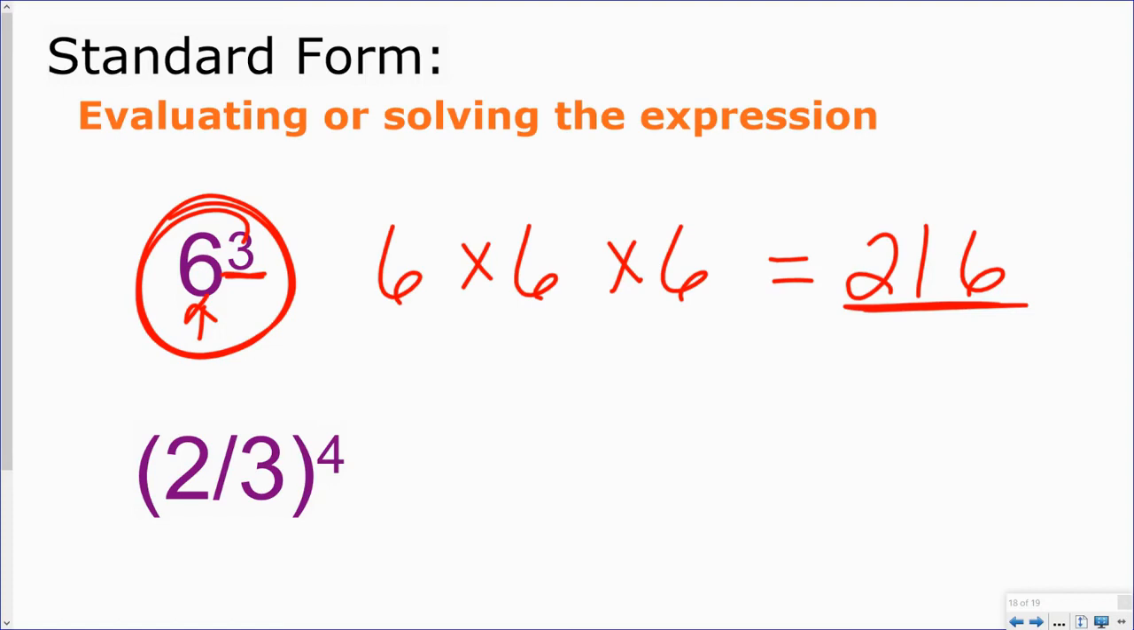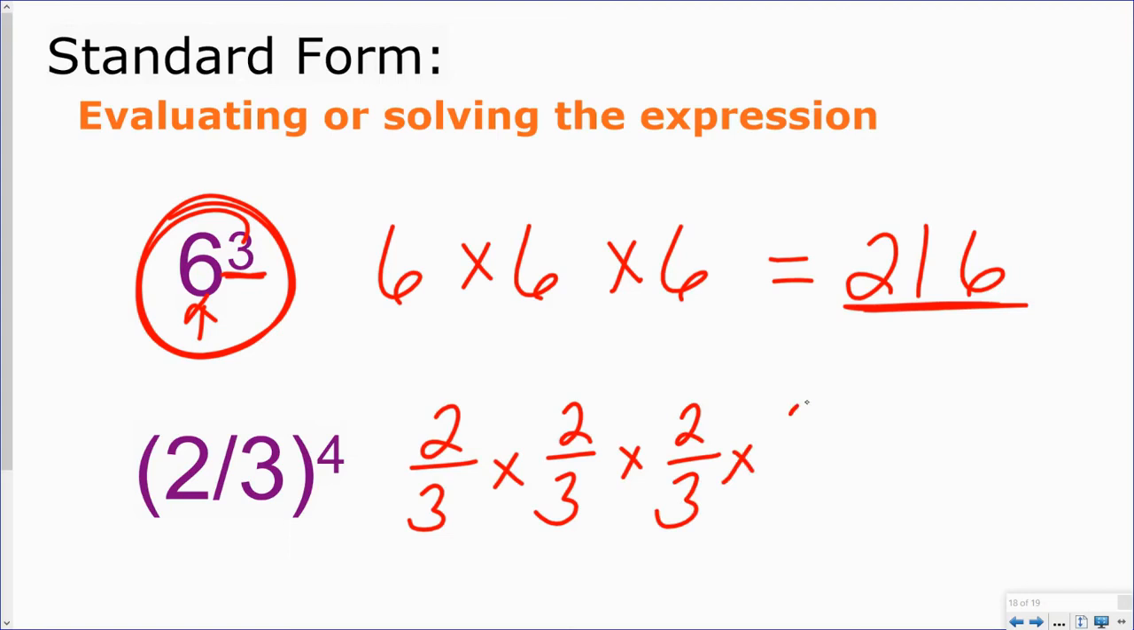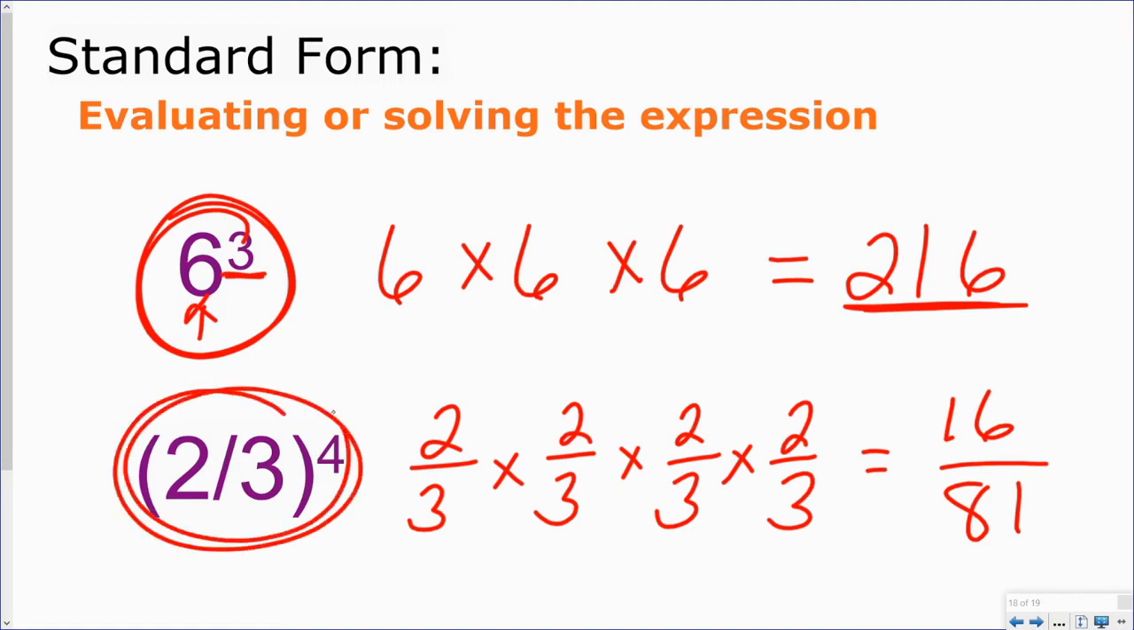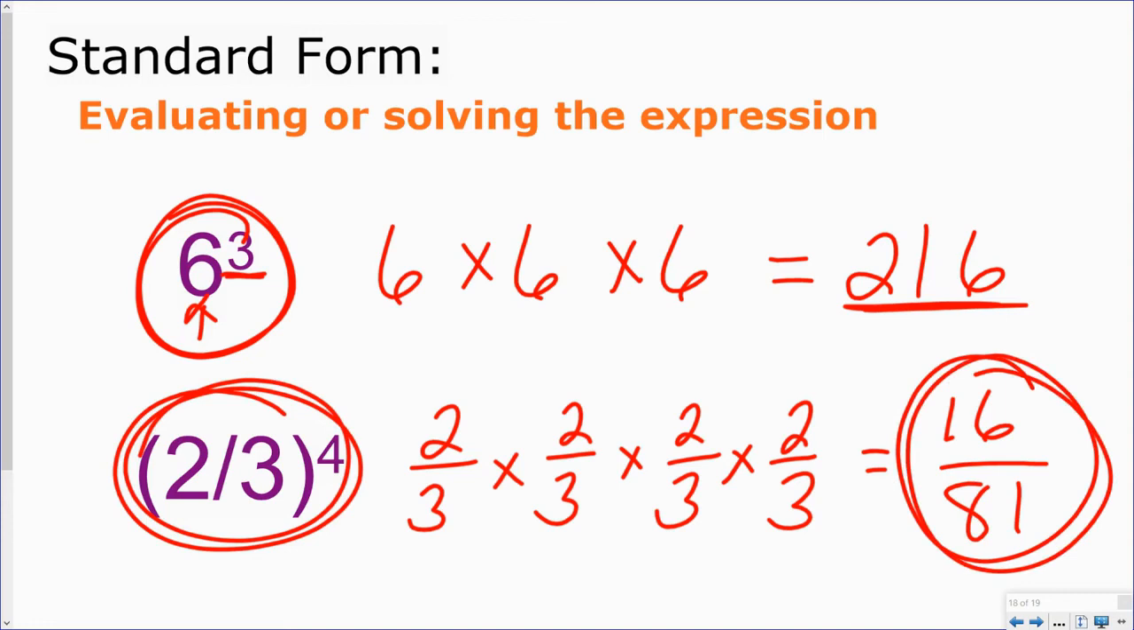And here I have 2/3 to the fourth power. So again, I'm taking 2/3 multiplied by 2/3 multiplied by 2/3 multiplied by 2/3. In doing that, I would take 2 times 2 times 2 times 2 and get 16, and then I would take 3 times 3 times 3 times 3 and get 81. So I am taking this expression and simplifying it or solving it to its simpler form.